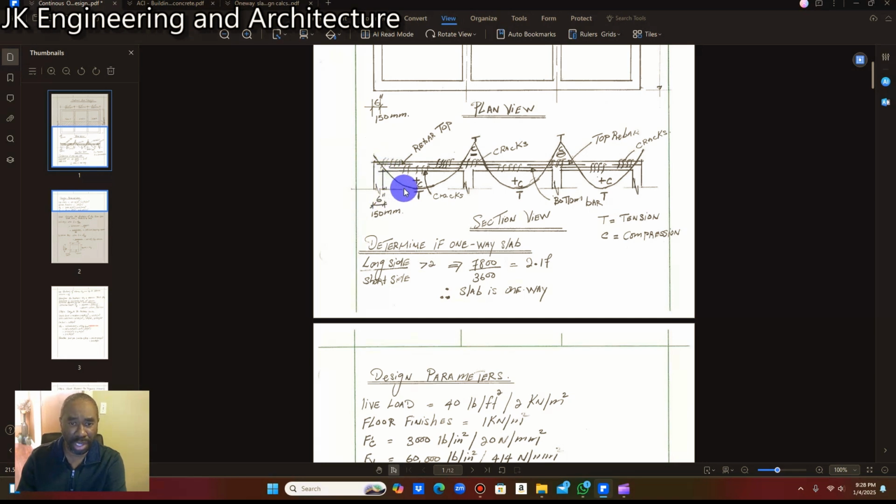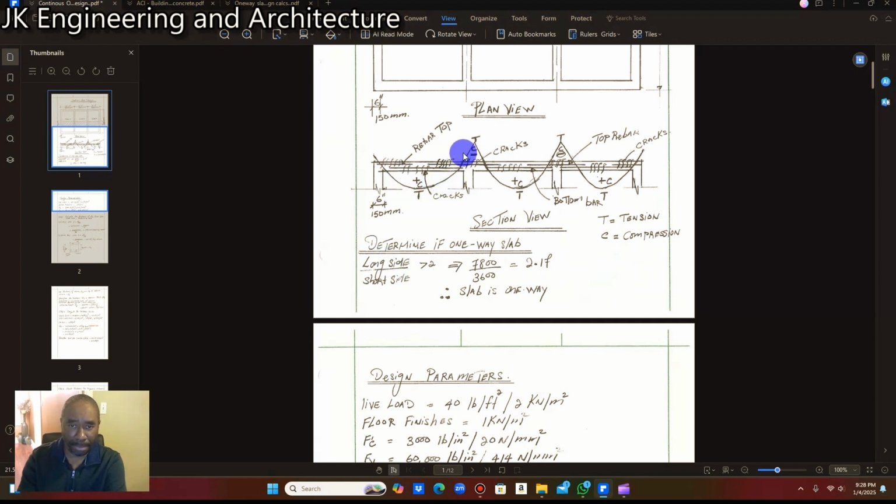The reason we have this hogging and sagging is that at the first interior span, this is how the slab is going to behave based on the uniform distributed load that is going to be applied to it, right? And at the top here, we're going to have compression, and at the bottom here, we're going to have tension. So C is for compression and T is for tension.